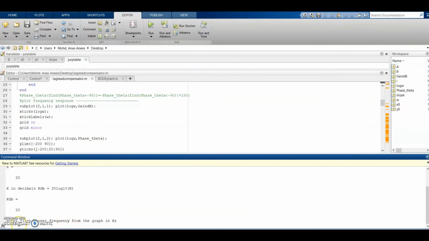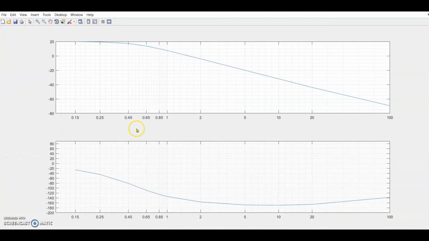Now it is asking to enter, and this part is wrong here. KdB is 20 only. The KdB is not 20 log 10k, it is 20. So now enter the first corner frequency from the graph in hertz. How will you find the first corner frequency? You know that our plant has two poles, so we will try to find the first corner frequency. First we will draw two lines, one of minus 20 dB per decade and one of minus 40 dB per decade.